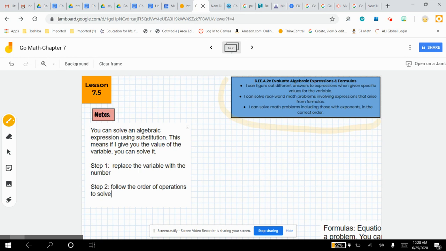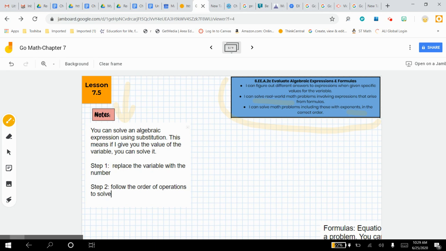Okay, part 2 says I can solve real-world math problems involving expressions that arise from formulas, and I can solve math problems, including those with exponents, in the correct order. All of this is very, very key to what we need to learn as 6th graders. These are key learning. All right, so our notes today are going to be right here also.